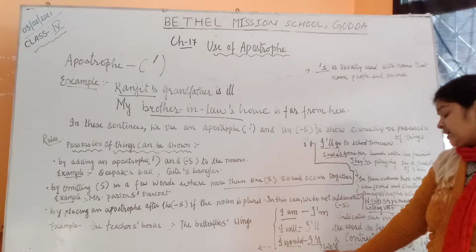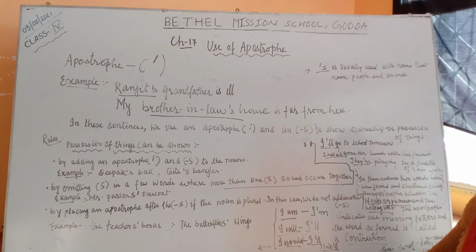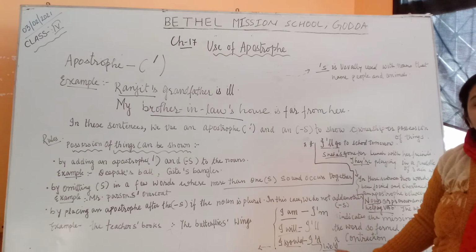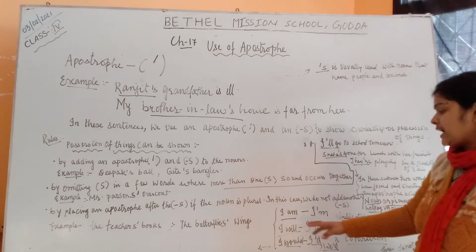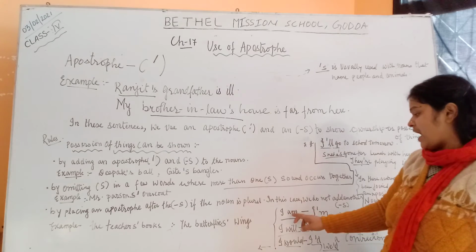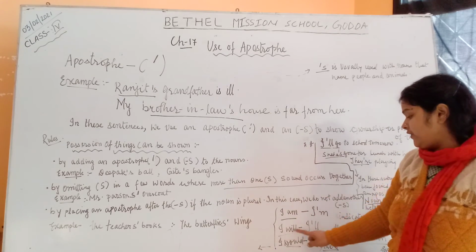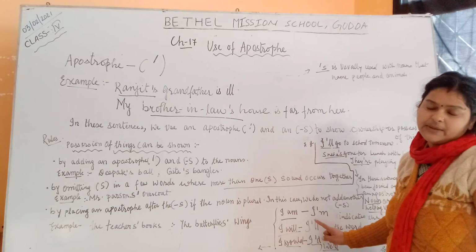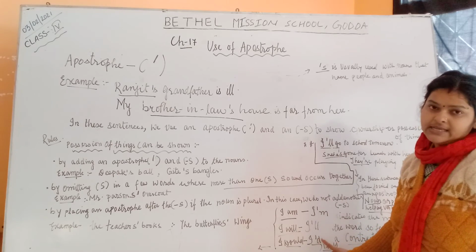There is also a rule that even negative forms can be shortened. Let's see with examples: do not can be written as don't, are not as aren't, is not as isn't, would not as wouldn't. Like I am, that is I apostrophe m. This is the short form of I am. I will, I apostrophe double L. I would, I apostrophe D can be written as the short form.